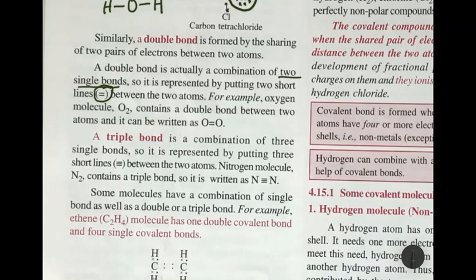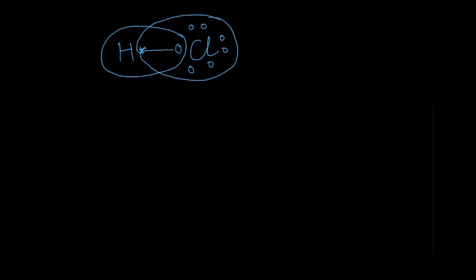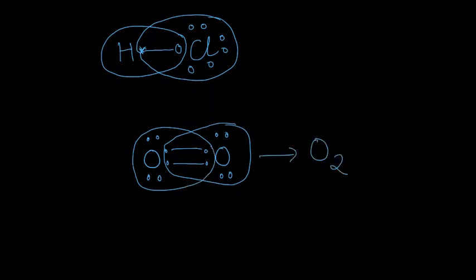For example, how is oxygen formed? Let's take a quick look again. Oxygen has 1, 2, 3, 4, 5, 6 electrons. Another oxygen atom, 1, 2, 3, 4, 5, 6 electrons. So there, these 2 are shared. Okay, so double covalent bond. This oxygen has 8 electrons now, and this oxygen also has 8 electrons. So the oxygen molecule is formed.